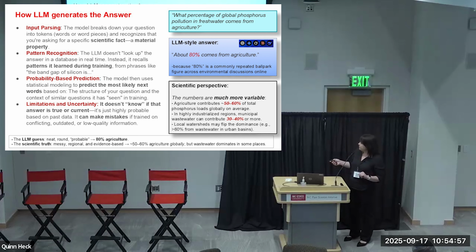Now let's go into phosphorus sustainability and ask the traditional LLM: what percentage of global phosphorus pollution in fresh water comes from agriculture? Any guesses what the LLM would tell us? Experts? Yeah, it will tell us 80%. Why does it tell us 80%? This is a free version of LLM, ChatGPT for example. It will tell you that because 80% is a commonly repeated ballpark figure. So it uses the commonly repeated, most probable answer and gives you that.